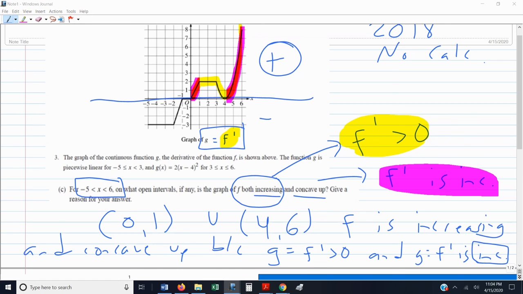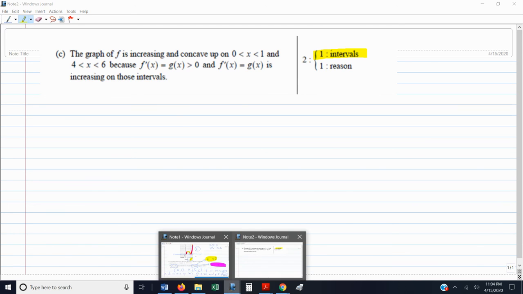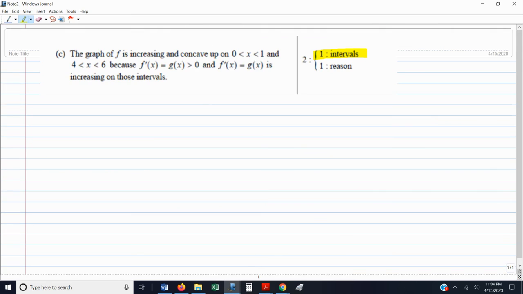So if we jump over to the rubric to see this one, they give you a point if you are able to get the intervals. So the intervals are 0 to 1 and 4 to 6. If you just know that those are the intervals, you get the point. And then the second point is for the reasoning. And the reasoning that they have is f prime, which is equal to g, is greater than 0. F prime, which is equal to g, is increasing. It's exactly what we wrote. So that is a 2-point question.